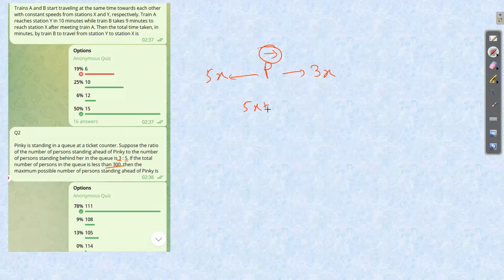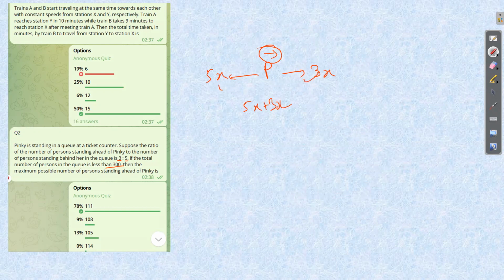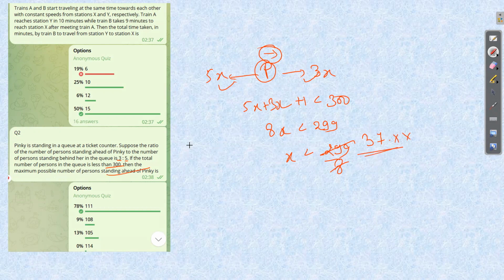So this is 5x plus 3x, ahead and behind, and Pinky herself, plus 1, is less than 300. So 8x is less than 299, so x is less than 299 by 8, which is 37 point something. The question is the maximum number of persons standing ahead of Pinky, so just multiply this by 3. 37 into 3 is 111. So 111 is the answer to this question. That's it, done.